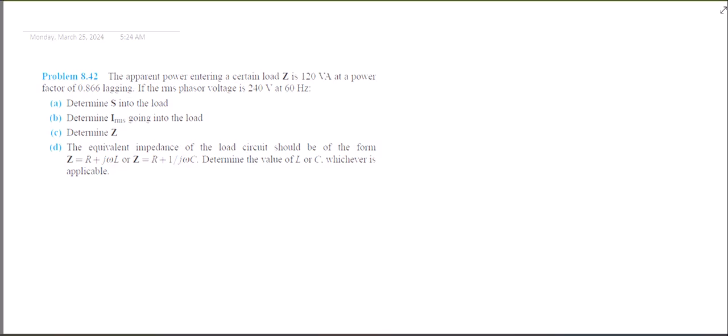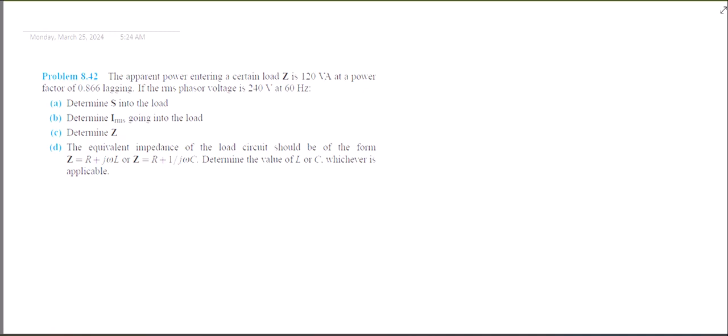Let's take a look at this problem. We have the apparent power entering a certain load is 120 VA at a power factor of 0.866 lagging. If the RMS phasor voltage is 240 volts at 60 hertz, we have to determine these things here. Now, there are usually multiple ways of going about these problems, so you can always try it one way and then try it another way and see if you get the same answer, and you should.